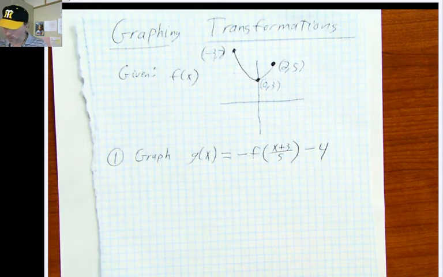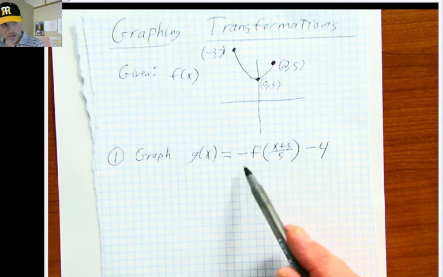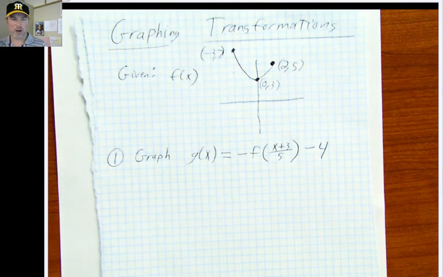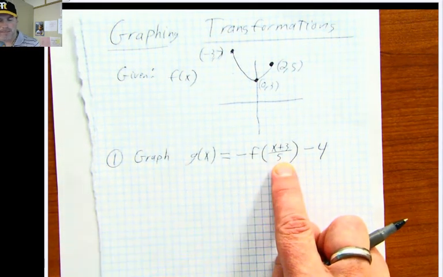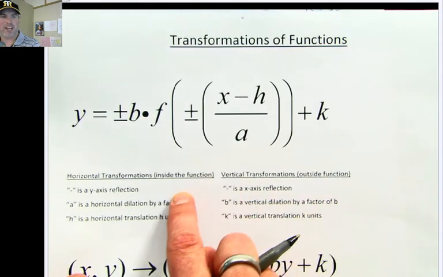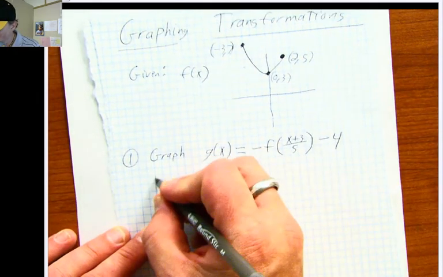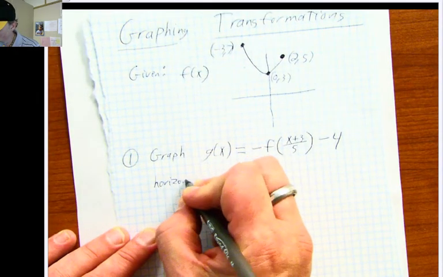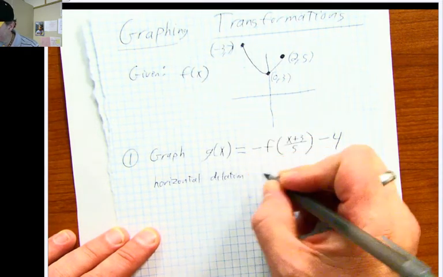So back to this problem. You first want to look at this equation here and figure out what transformations are occurring. Maybe break it up into insides and outsides. Because I have this divided by 5, that's just like this divided by a here. That's a horizontal dilation by a factor of a, or by 5. So I have a horizontal dilation by a factor of 5.